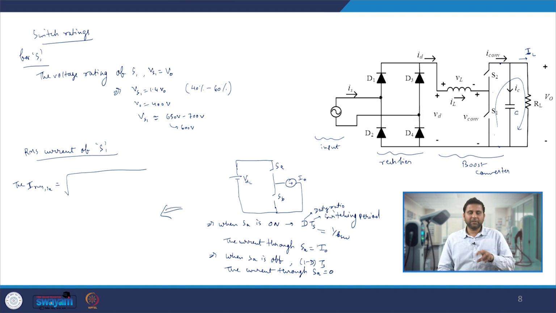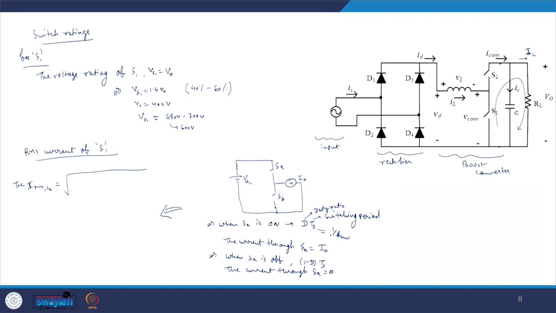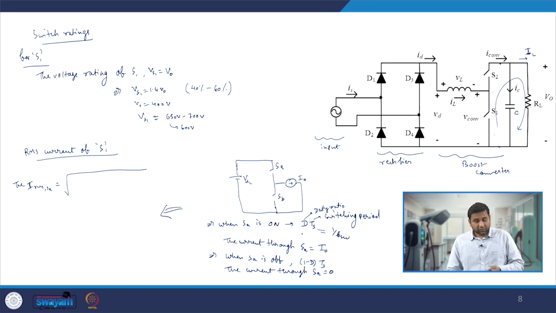But here we are bothered about how we can calculate the RMS current of SA switch. So we have to take a mean. What we have understood is that for DTS period SA is on, for 1 minus DTS period SA is off, then again in the next cycle for DTS period SA is on. So we have to take the mean, that means we have to take the average in one switching cycle.